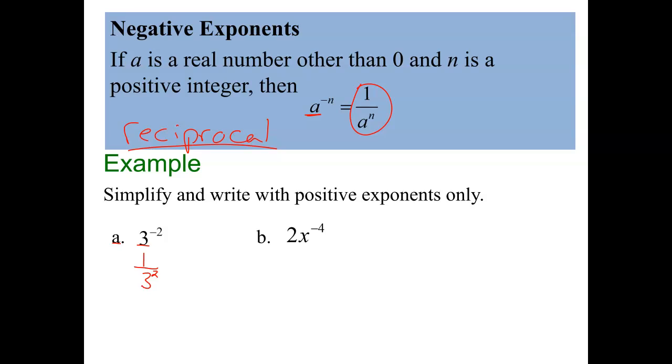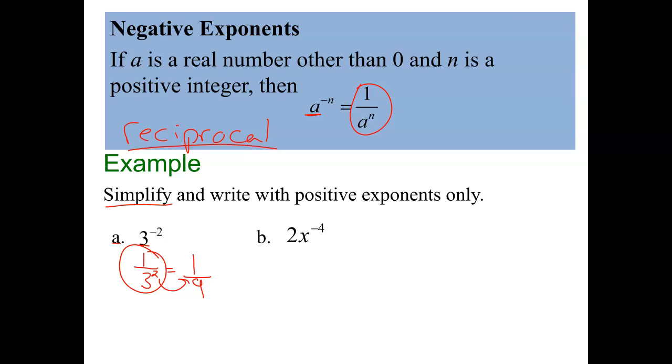Okay? Now, this says simplify and write with positive exponents only. If it just says to simplify, then we need to take this a step further and actually square the 3. Note the difference there. If it doesn't specify write with positive exponents, then we need to actually continue and square the 3. So sometimes if you get this and you're like, why did I get that wrong? Then you might need to take it a step further.